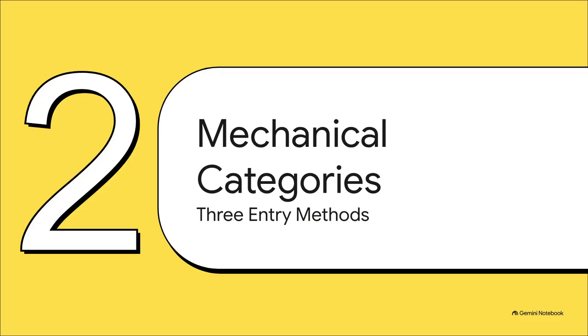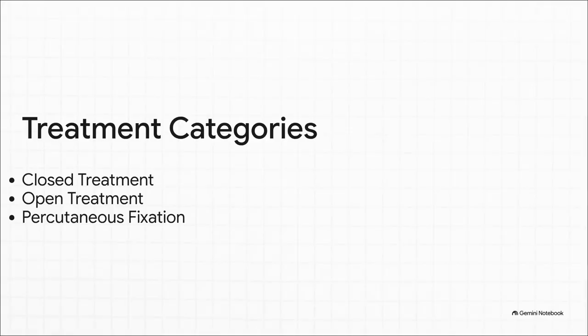All right, let's get into the mechanics. Section 2, the 3 mechanical categories. Because in CPT, the ultimate goal, which is stabilizing the bone, doesn't really dictate the code. What actually matters is exactly how the surgeon gets in there. So you are scanning that operative report for one of 3 specific pathways. Number 1, closed treatment. Number 2, open surgical treatment. And number 3, percutaneous skeletal fixation.